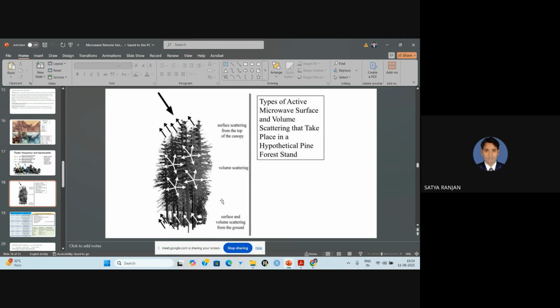So these three types of scatterings are, most of the time, what we calculate and use to give information about the physiography of these trees.